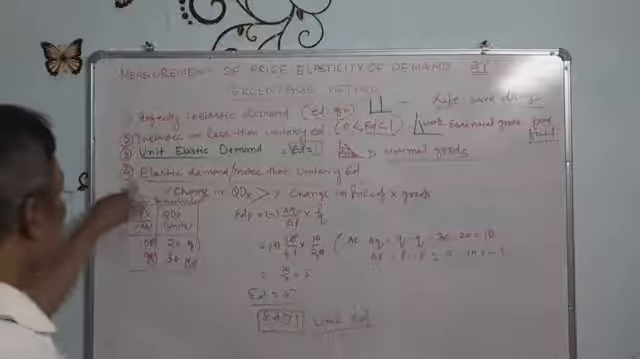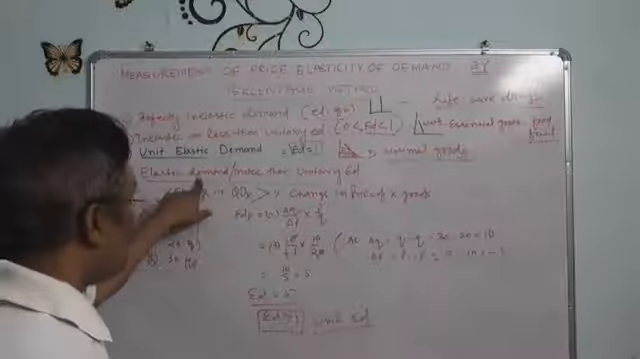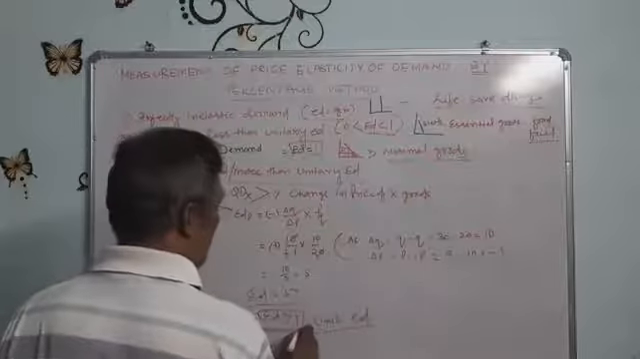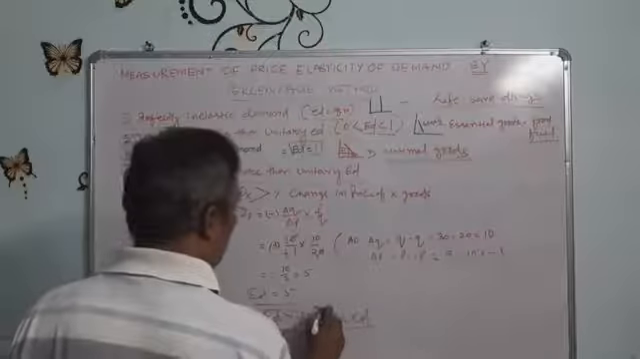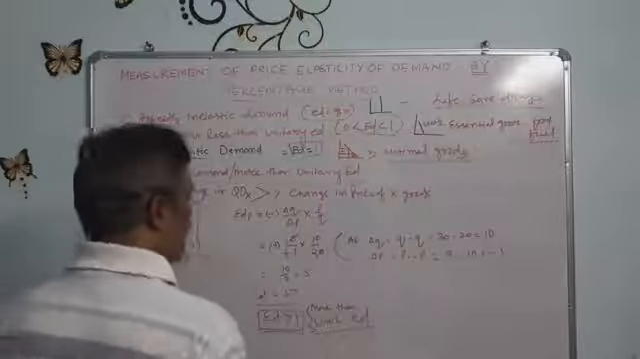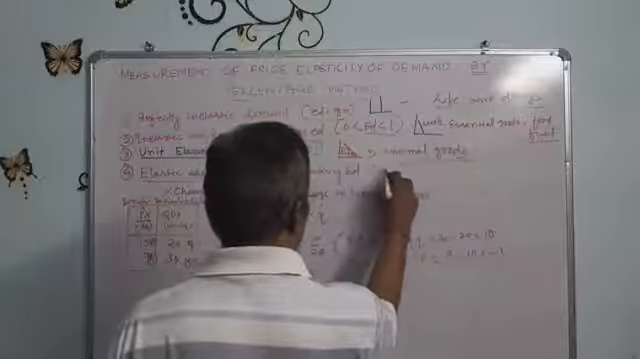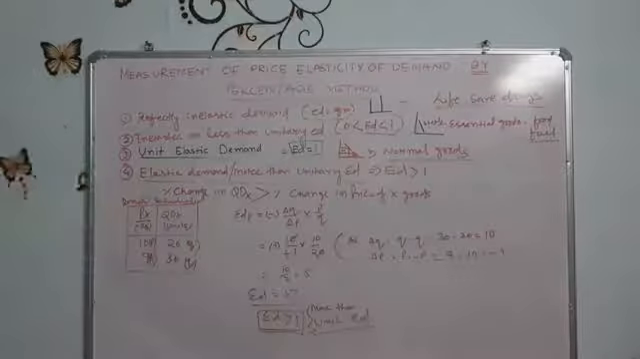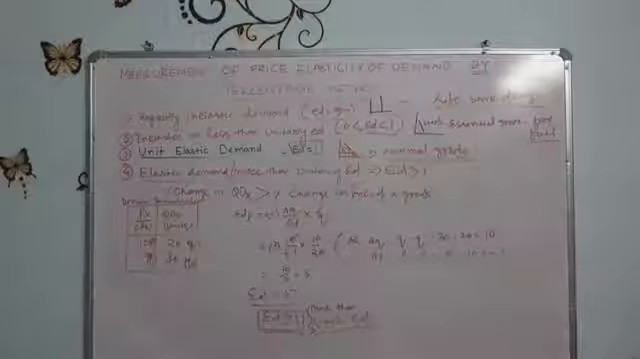It means in case of elastic demand, or more than unitary elastic demand, if it is greater than 1, that is called more than unit elasticity of demand. This implies that elasticity of demand is greater than 1.